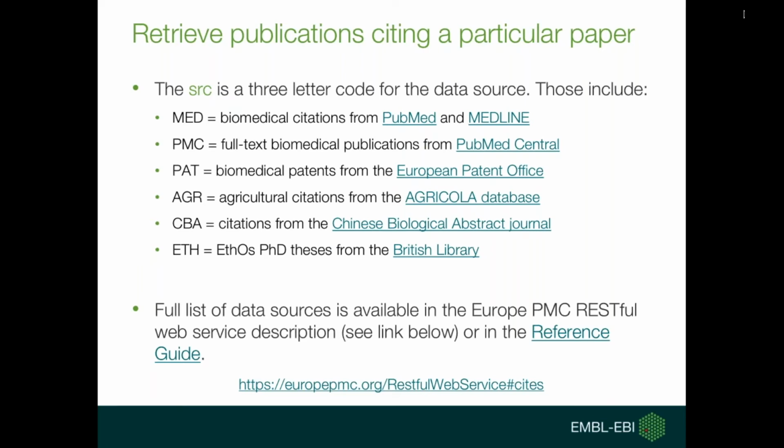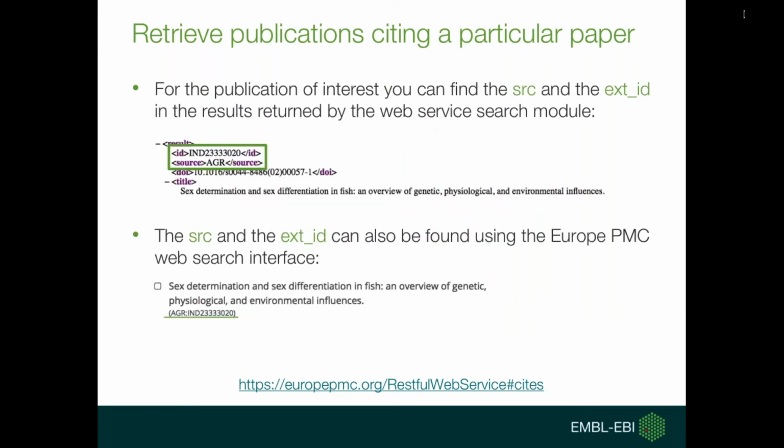A full list of data sources can be found in the web service description on the website or in the web service reference guide. I provide the download link on the slide. If you would like to find the SRC and publication ID for a specific paper, you can do so either using the web service search module or on the live site using the web search interface of europepmc.org. We have highlighted the SRC and ID parameters for you on this slide. As you can see from the source code, this abstract comes from the Agricola database.